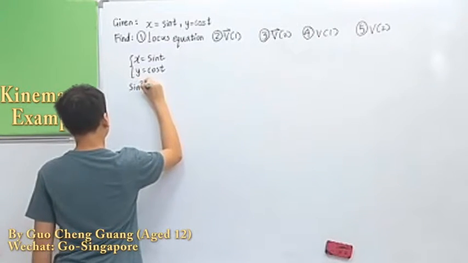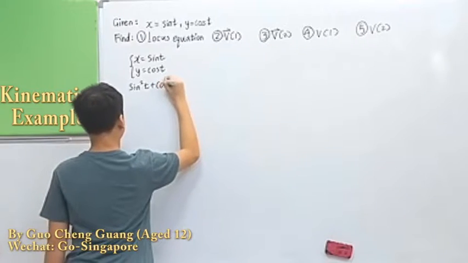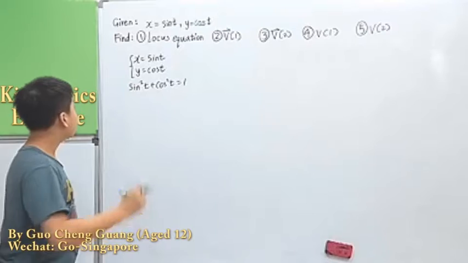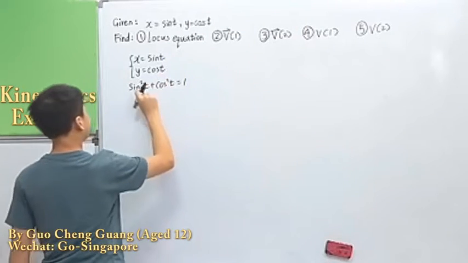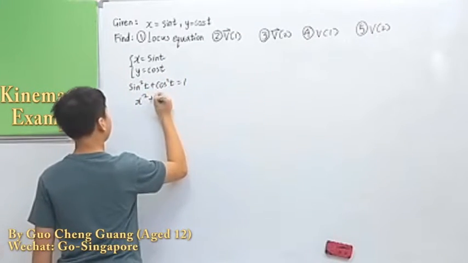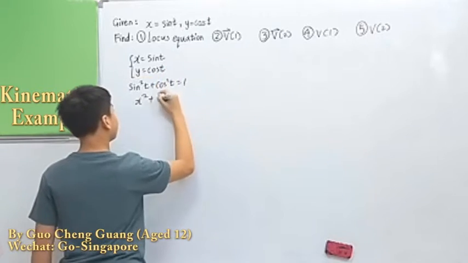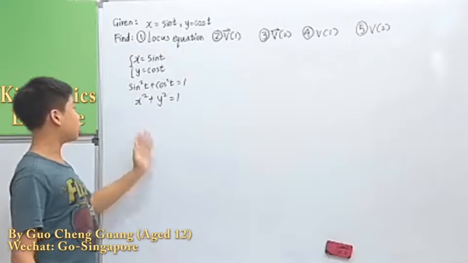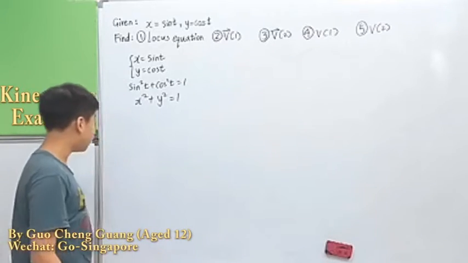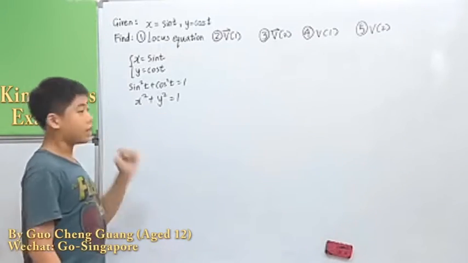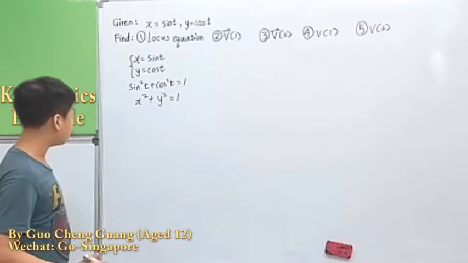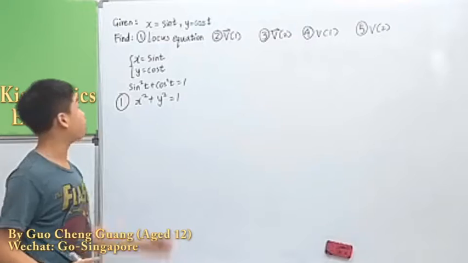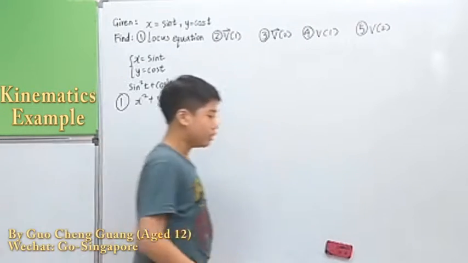We can say sine squared t plus cosine squared t is 1. Yes, this is an identity. But wait, here is sine t. How about replacing it with x squared? Here is cosine t. Replace it with y squared. So you get x squared plus y squared is equal to 1. And this part means that it is actually a circle. And this actually has answered the first part for our locus equation.